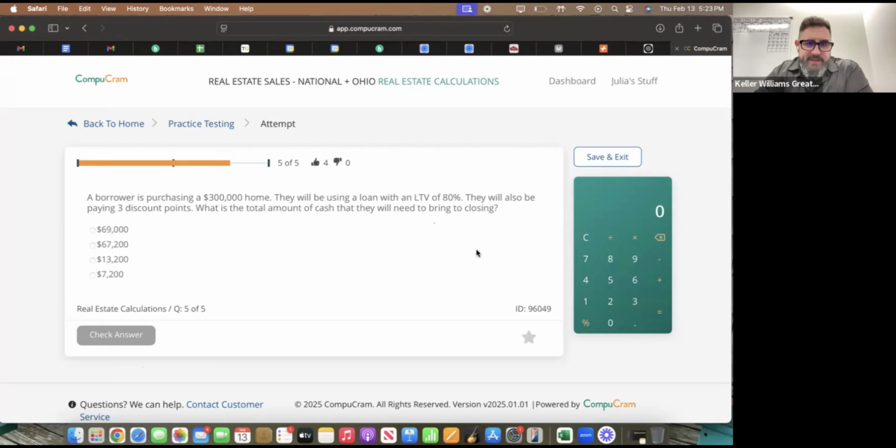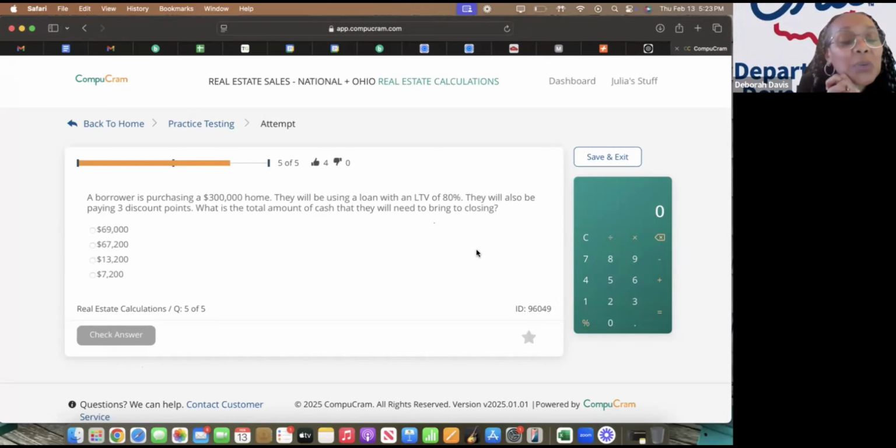They will also be paying 3 discount points. What is the total amount of cash that they will need to bring to closing? So first, they're putting 20% down of 300,000, which is 60,000. And then 3 points. What does 3 points cost on a $300,000 home? Is it like 1%? So that's 3%?